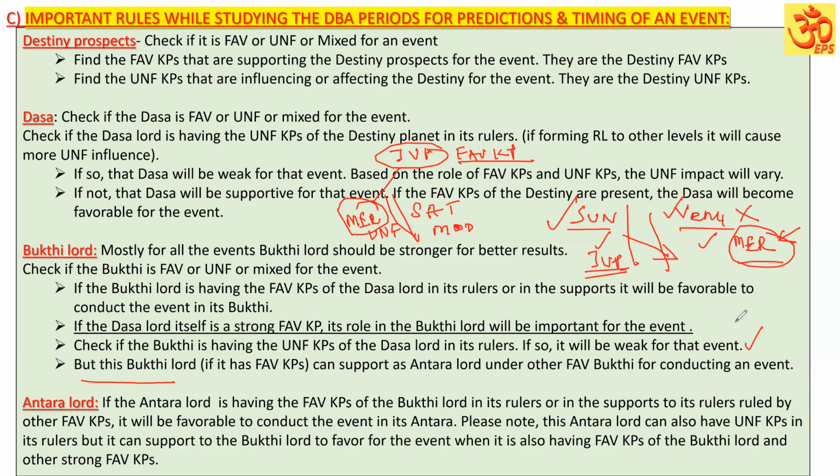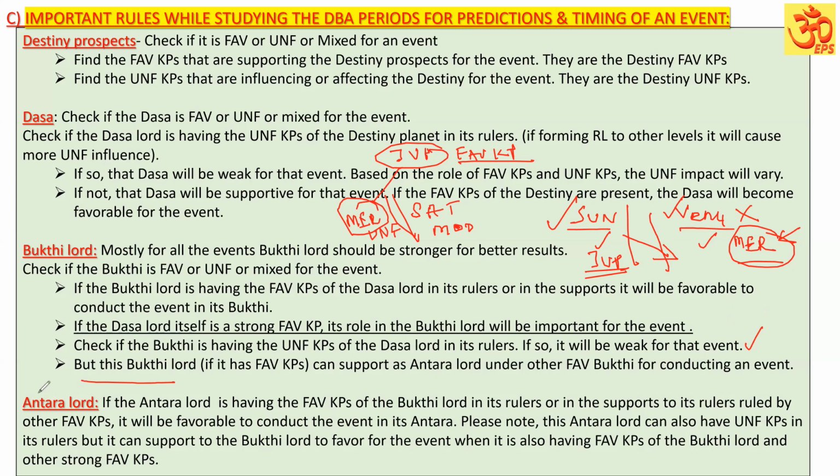So I mean, in other words, we would have eliminated one Bukti Lord. So one planet is not strong enough to give the event because it has some weak key planets of the Dasa Lord. So that planet cannot be strong enough to act as the Bukti Lord. But that planet has some good significations and a good grouping at planet level and star level. That planet, which is not strong enough to act as the Bukti Lord, can act as the Antra Lord also. That we have to keep in mind.